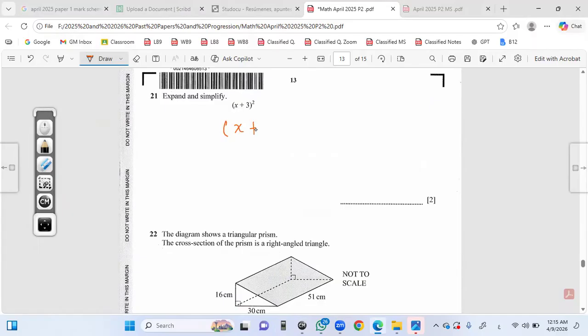This means x plus 3 multiplied by x plus 3. So first by first is x squared. First by second is 3x. Then second by first, which is 3x as well. Second by second, which is 9. So it is x squared plus 6x plus 9.